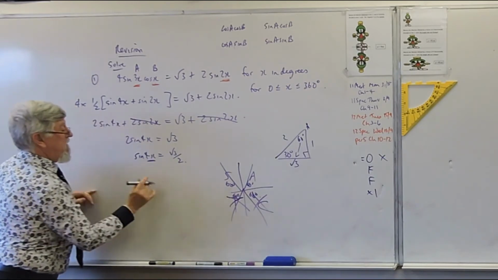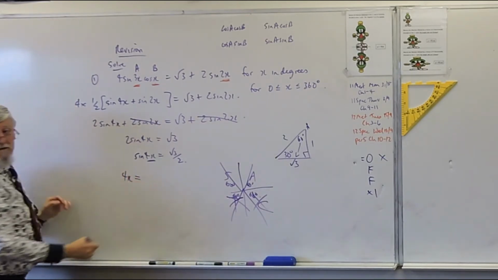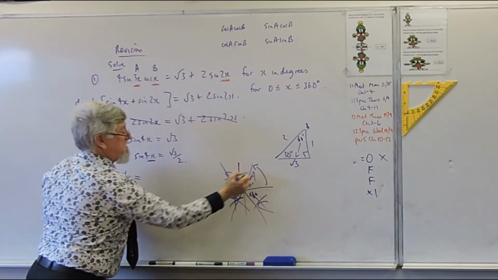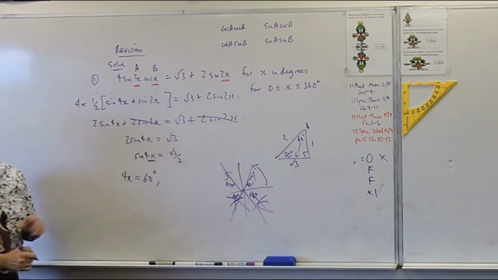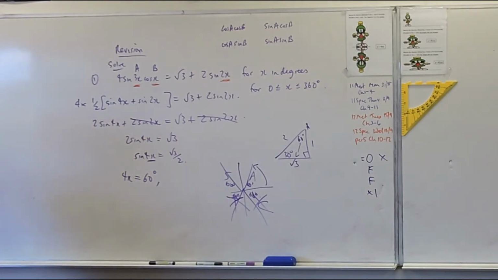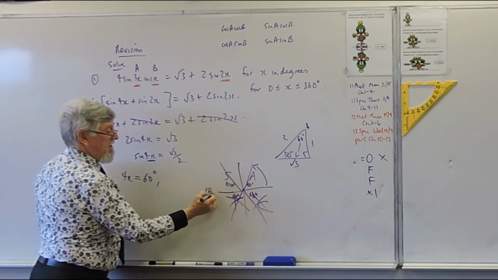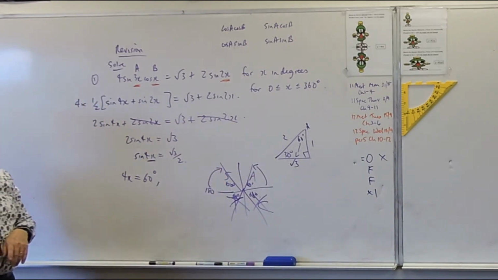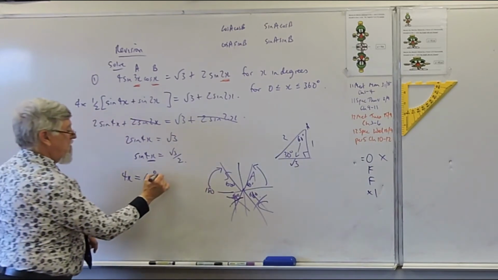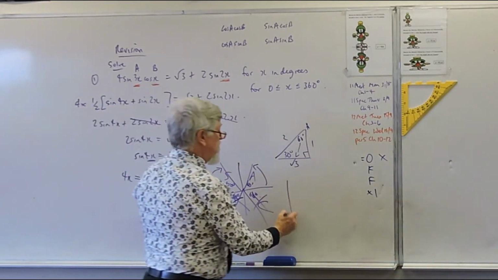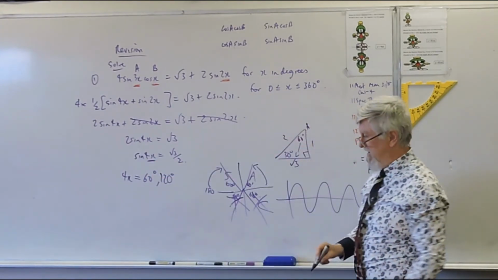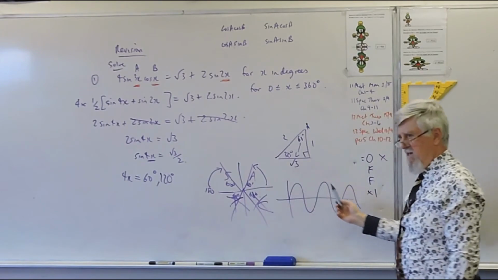I'm going to move this over a bit. 4x could be, remember I just ignored the 4, it's going to be 60 and next one, here's 180, I'm going to go back 60. Okay. By the way, this is instead of drawing out the whole graph of sine 4x and figuring out where the answers are, this is a method of doing that. That's all it is.